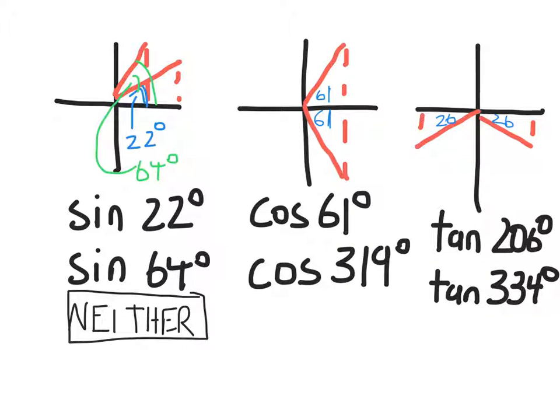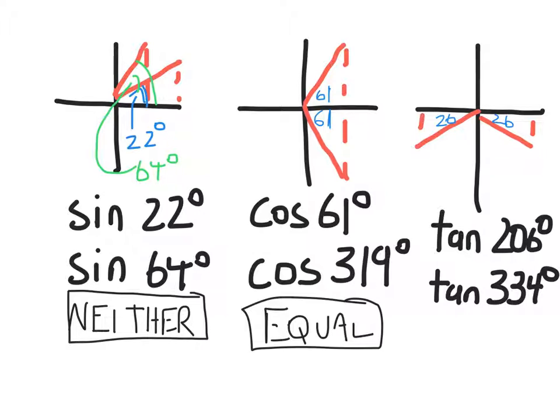Cosine of 61 degrees and cosine of 319 degrees are going to have equal values. If we subtract 319 from 360 degrees, we get that the reference angle is 61 degrees, same as the rotation in the first quadrant. And since cosine is positive in both the first and the fourth quadrants, both of these values are going to be positive.